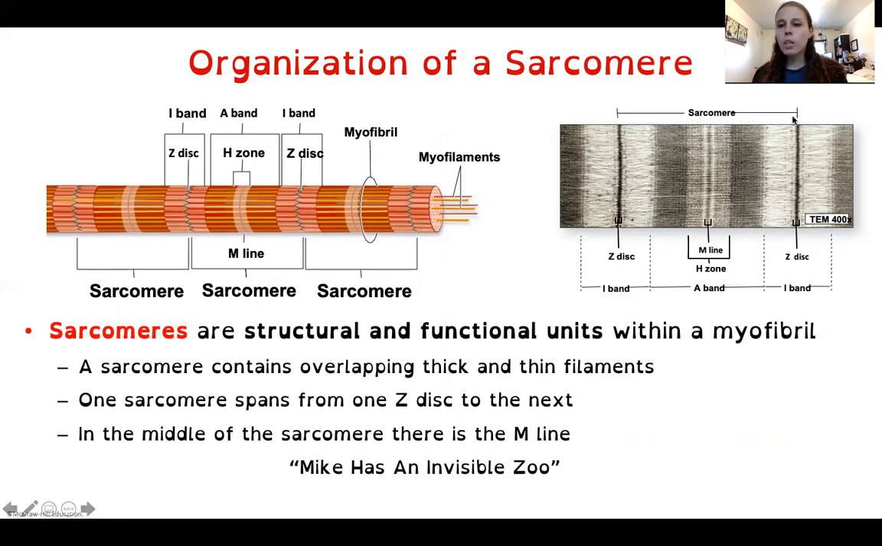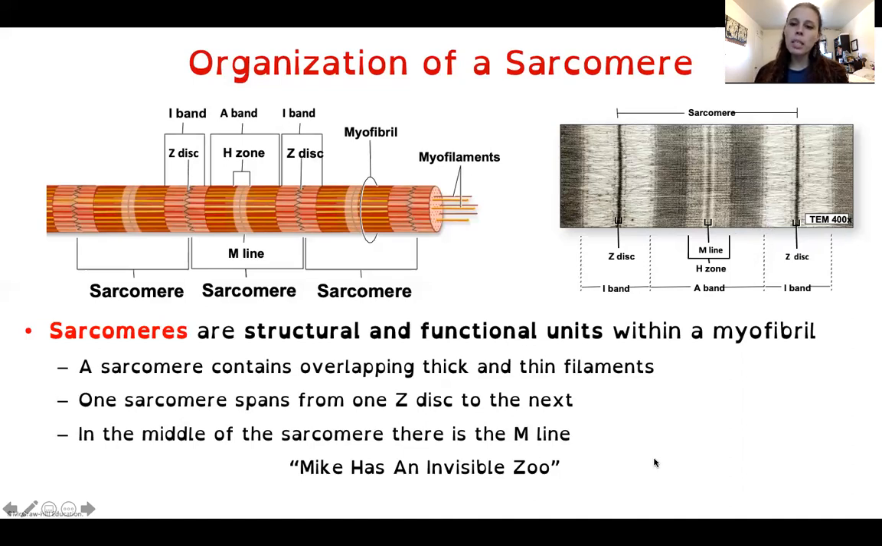So this is the sarcomere. It goes from one Z disc to another Z disc. In the middle, we have an M line. M stands for middle. Then around the M line, we have an H zone. Around the H zone, we have an A band. And then around the Z disc, we have an I band.